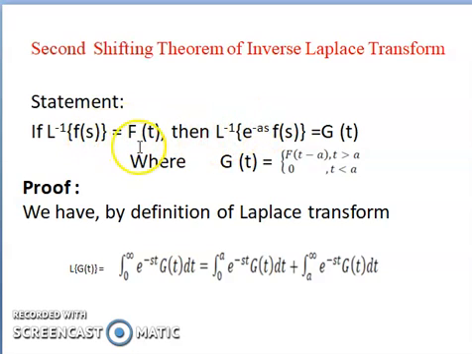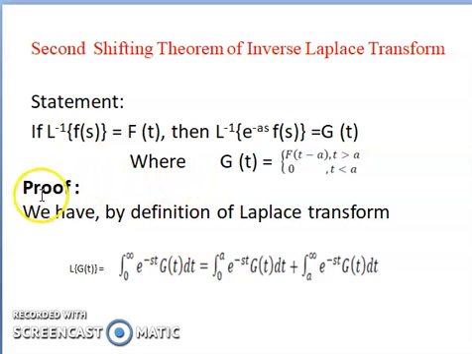If L inverse of F(s) equals f(t), then L inverse of e to the power minus as into F(s) equals g(t), where g(t) is defined as f(t minus a) when t is greater than a, and 0 when t is less than a. So this is the statement of the second shifting theorem of inverse Laplace transform.